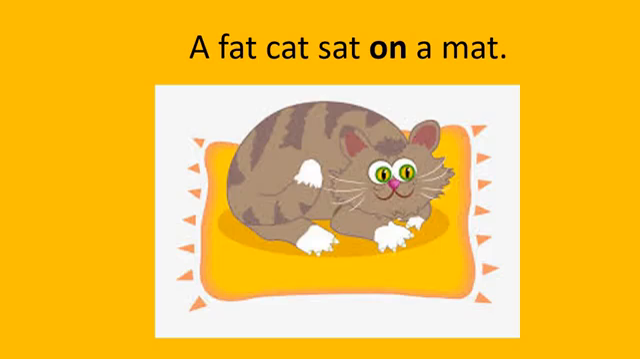Now can you see a cat here? A fat cat. Where is the cat sitting? A fat cat sat on a mat. Now let's go to the next one.